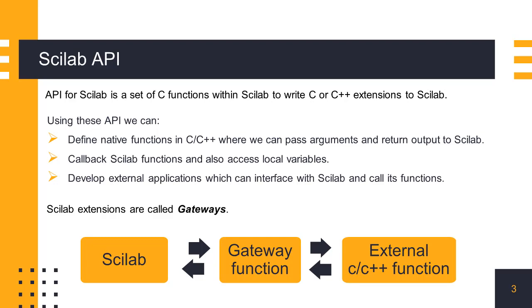Now, external programs which need to connect to Scilab must follow certain rules to ensure proper functioning. Gateway functions are programmed using the Scilab API functions library, and they form the link between the external function and the Scilab engine. We can call any Scilab function or access variables from our C program using the API functions, and create custom extensions that can be used easily in Scilab.